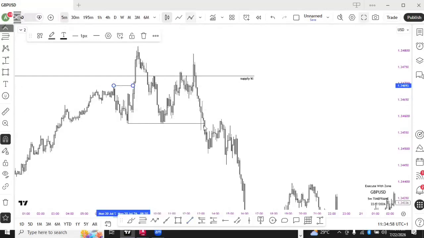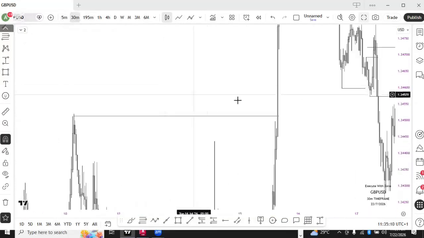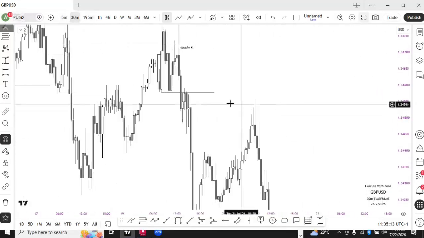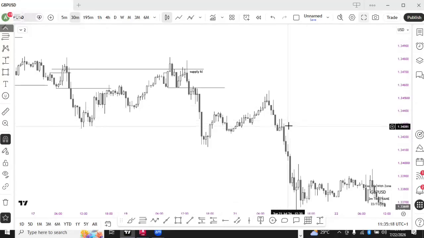A sweep here and a break here. Then I'll go to what? 30 minutes back. What did I want to do on 30 minutes? I want to enter from 30 minutes, right? I want to enter from 30 minutes.